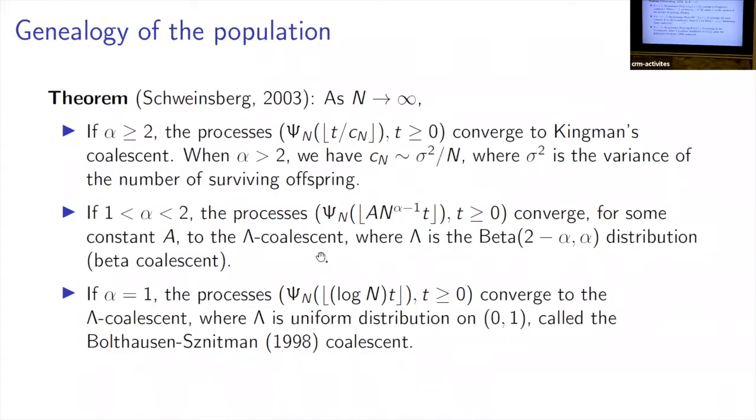When alpha is between 1 and 2, because large families happen more often, it's more likely that 2 individuals have the same parent, and therefore we only have to speed up time by a factor of n to the alpha minus 1. If alpha is equal to 1, large families are even more prevalent. The probability that 2 individuals have the same parent is of order 1 over log n, and so we're only speeding up time by a factor of log n.